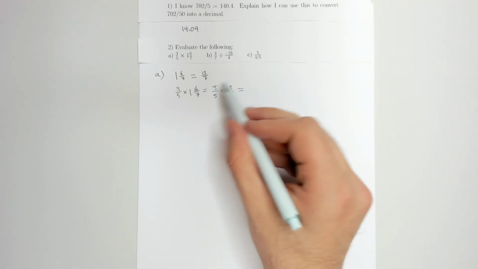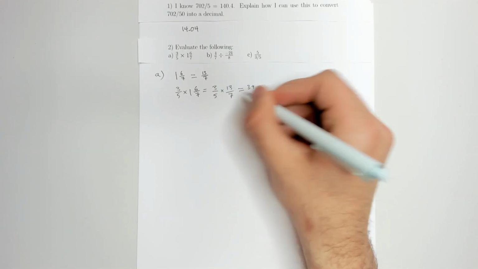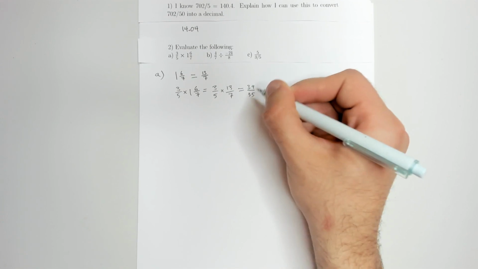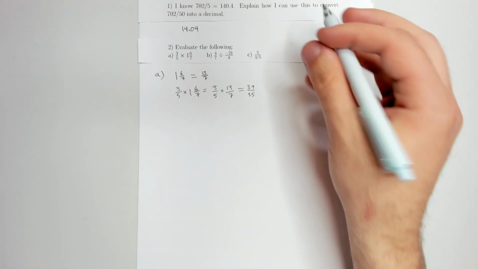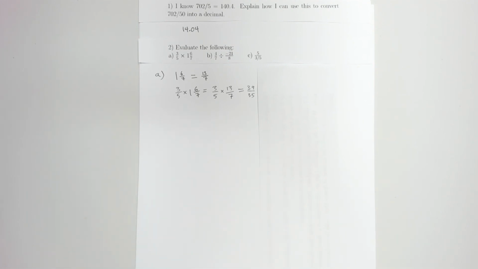And now we can just multiply the numerators and the denominators. 3 times 13 is 39. 5 times 7 is 35. And this will be simplified here. And if you want review on how to multiply fractions, that was episode 35 of the series.